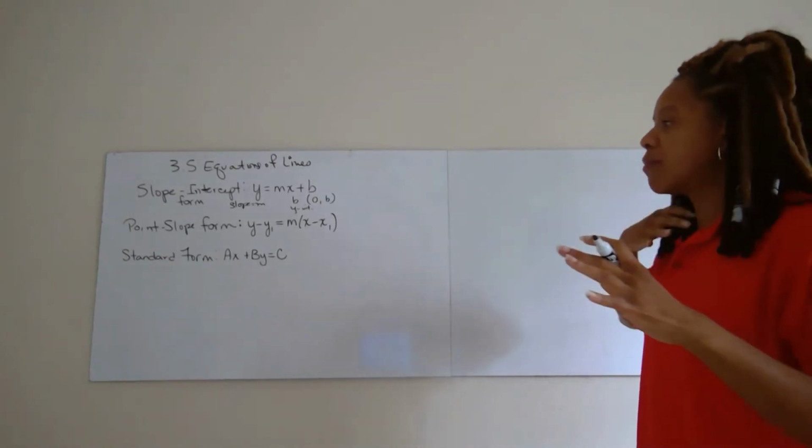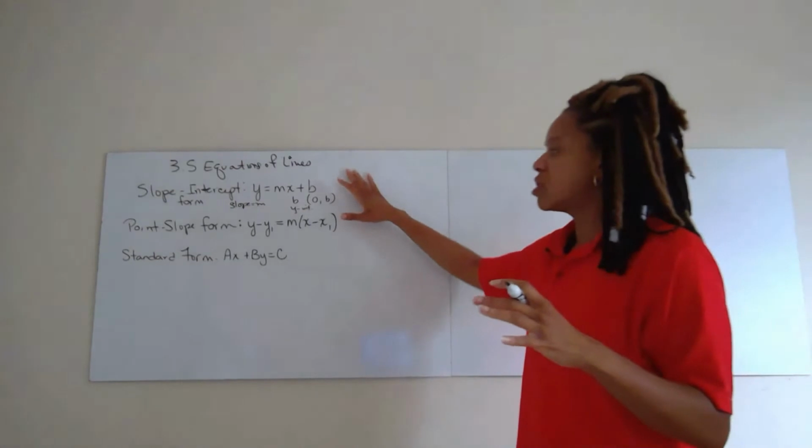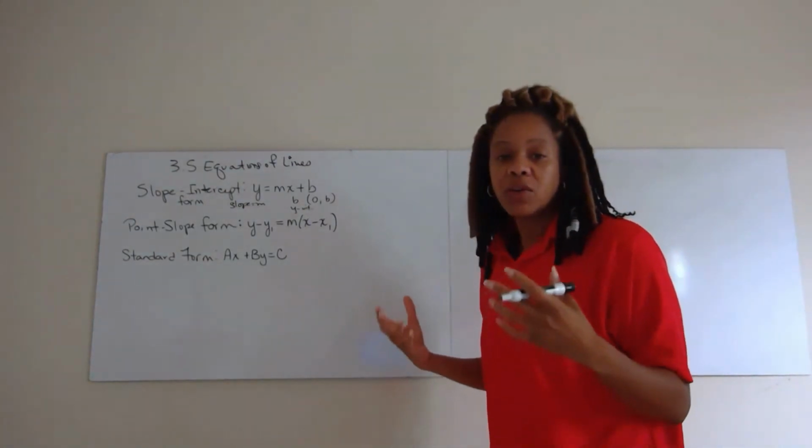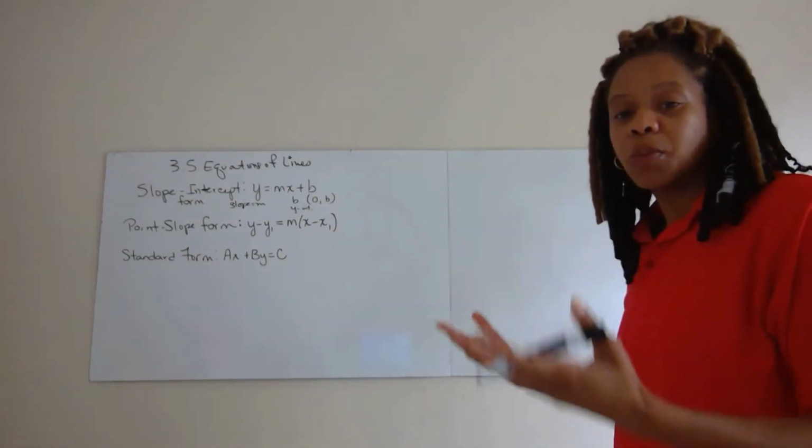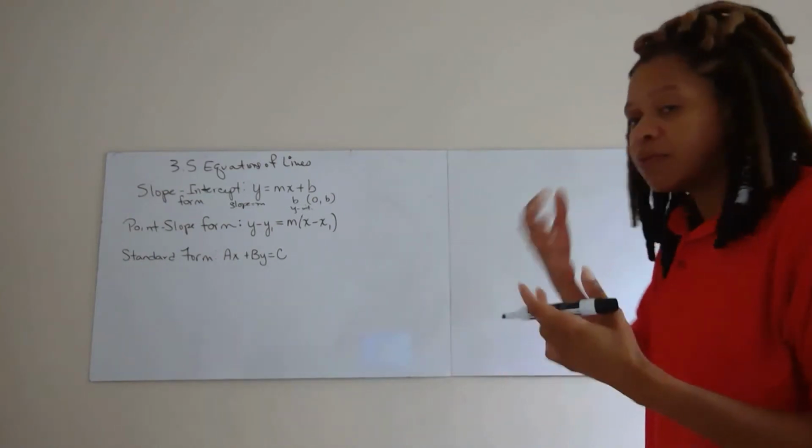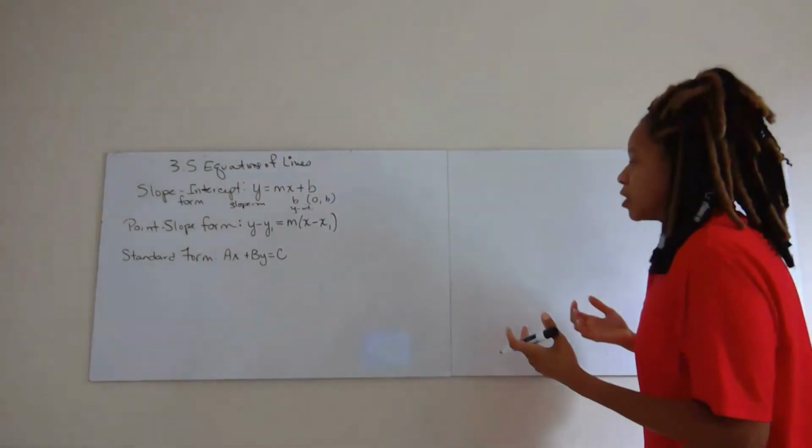So with slope-intercept form, most of the times when you're doing your equations of lines, your direction is going to tell you to write the equation of the line in slope-intercept form. So they're going to tell you the form they want you to write it in, all right?